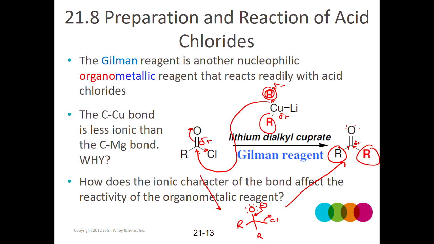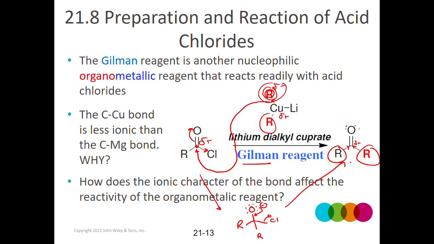So what Gilman did here was to kind of fine-tune this reaction. This reagent is fine-tuned to the point where there's enough negative on this carbon and positive on this carbon to cause the nucleophilic attack to occur through a relatively low energy transition state to give this intermediate. And then electrons swing down and push out the chloride and give you the ketone.